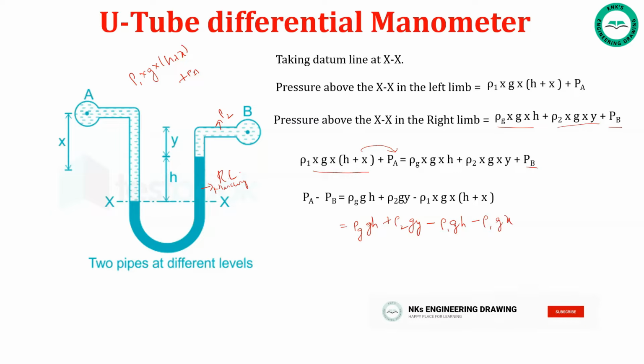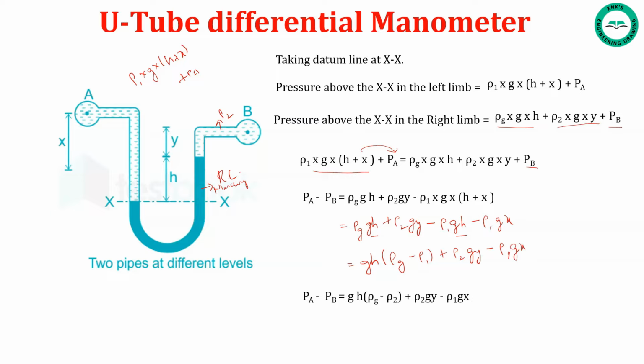Now taking the term G H as a common term in the first and third terms, this can be written as G H into (rho G minus rho 1) plus rho 2 G Y minus rho 1 G X. So the pressure difference between A and B is given by G H into (rho G minus rho 1) plus rho 2 G Y minus rho 1 G X. So PA minus PB, that is the pressure difference, can be calculated by using this equation. This is for pressure points at different levels.